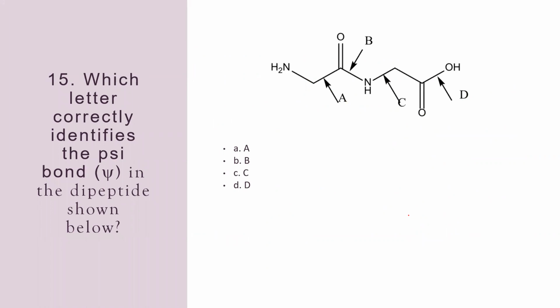All right. Which letter correctly identifies the psi bond in the peptide shown below? That was quick. How'd you know it was A? It's A. This is a carbon, this is a carbon. What's B? Peptide. What's C? C is the phi bond, right?